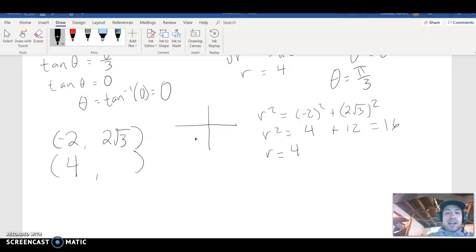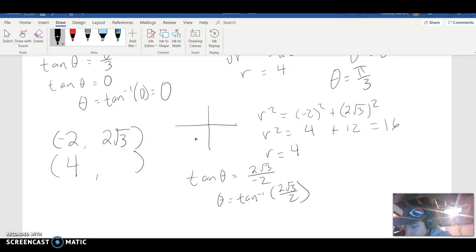Now, we have to calculate our theta. So obviously our theta here should be different. So tangent of theta is equal to 2 radical 3 over -2. So let's check in our calculator what tan inverse of that is going to be.